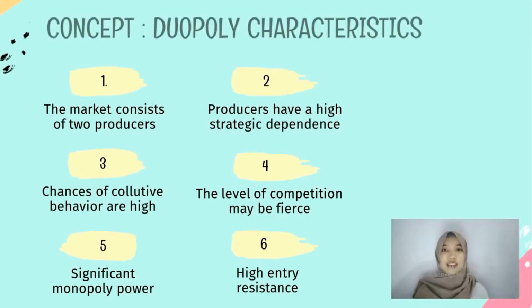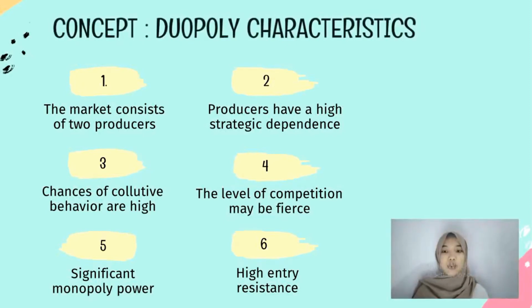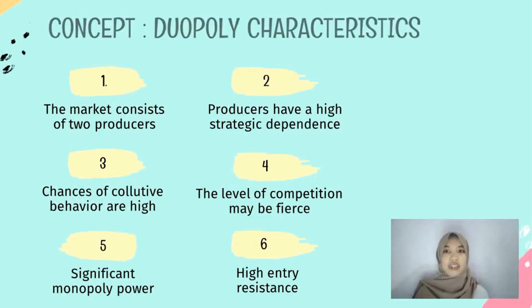There are the duopoly characteristics. First, the market consists of two producers. Both producers serve a large number of buyers, so their bargaining power is high. Second, producers have a high strategic dependence. Strategic actions and decisions by one company have a significant impact on other companies.